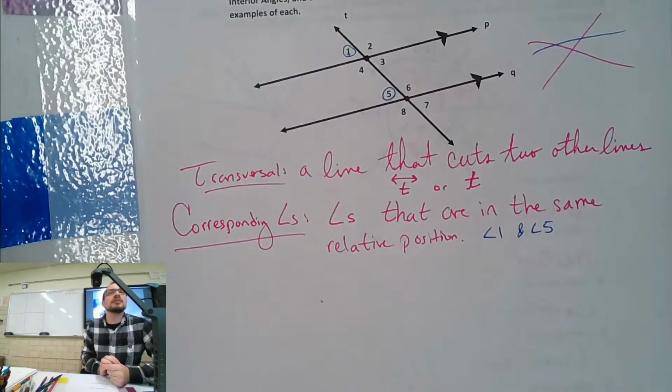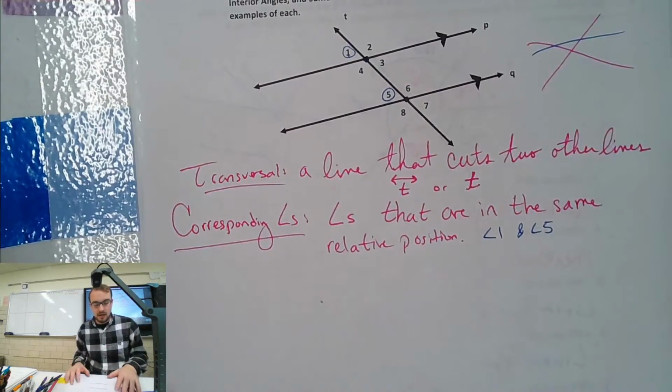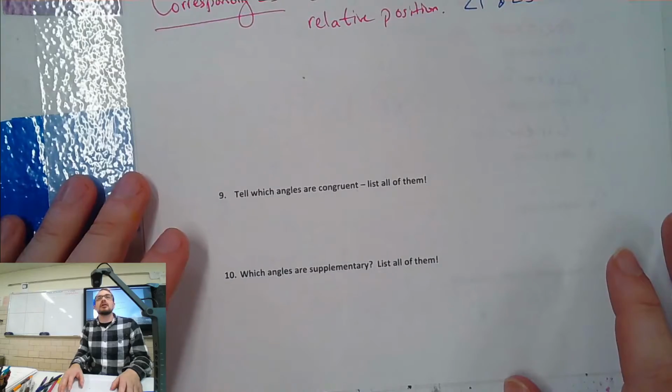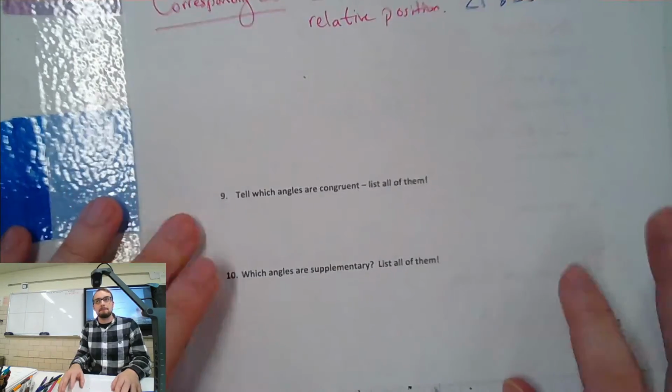Alternate interior angles. Angles that are on alternate sides of the transversal that are in the interior. The definition is pretty much in the name. Tell which angles are congruent. List all of them. That's number 9. Tell which angles are supplementary. List all of them. That's number 10. On your own.